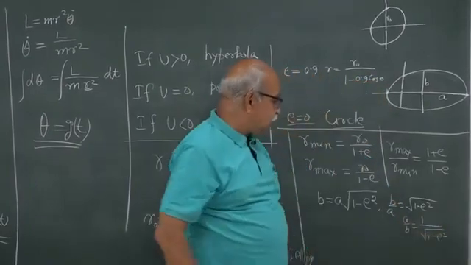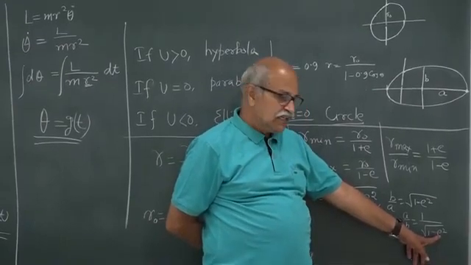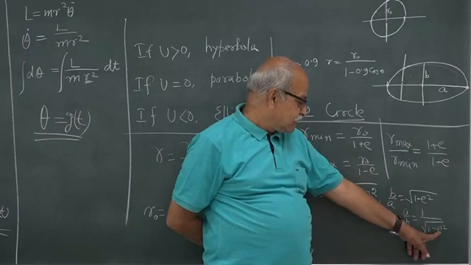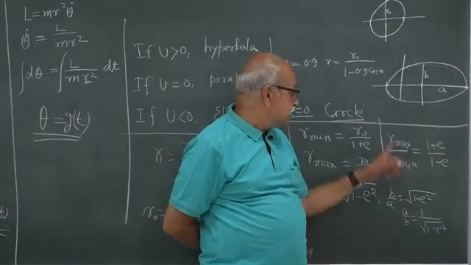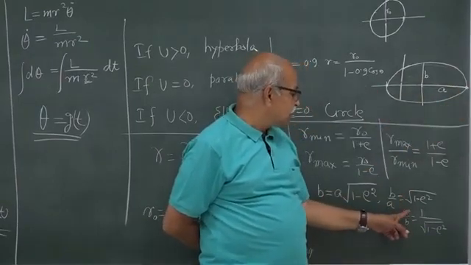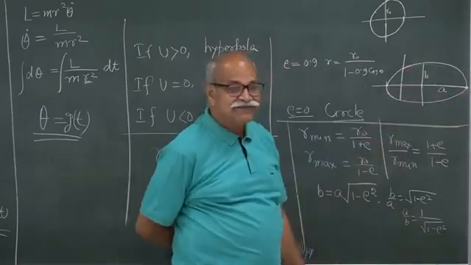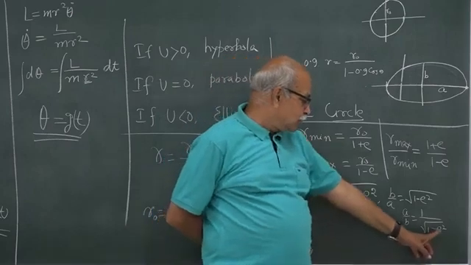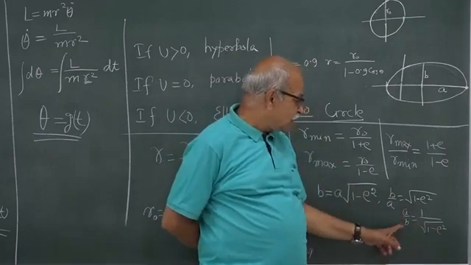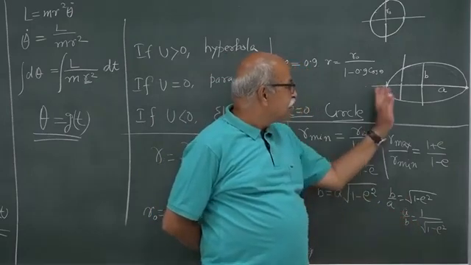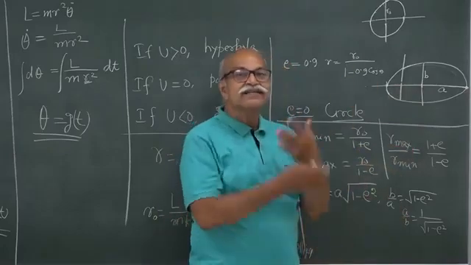So from here you can also see, if E is close to 1, then this quantity is very small and this quantity is very large. The major axis is much larger than the minor axis, and that is what I mean by an elongated ellipse. Whereas if E is close to 0 and this whole thing is close to 1, then A is close to B, and the minor axis and major axis are roughly equal, and that is nearly a circular orbit.